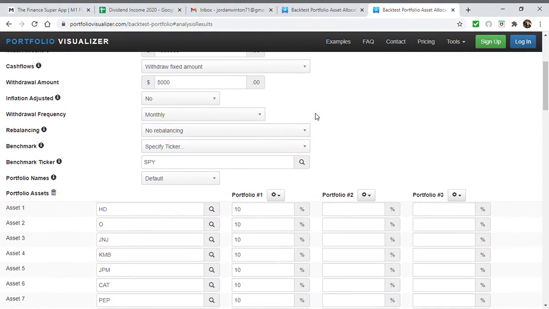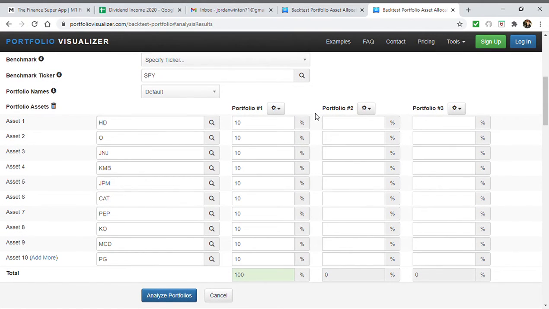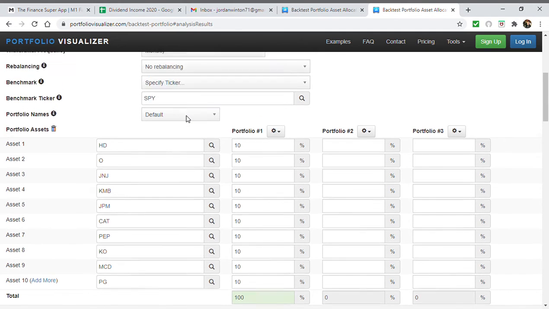So what we're going to do is go in 5-year increments of my dividend stocks that I chose and compare that to the traditional S&P 500. Because you might be using dividend stocks, you might be using just the basic average S&P 500 investment, but we're going to look at a 5-year period. And these are the 10 companies that I chose, all at an equal 10% rating. I chose Home Depot, Realty Income, Johnson & Johnson, Kimberly-Clark, JP Morgan Chase, Caterpillar, Pepsi, Coca-Cola, McDonald's, and Procter & Gamble. 10 companies that are all diversified between different sectors and companies that have an extremely long track record.